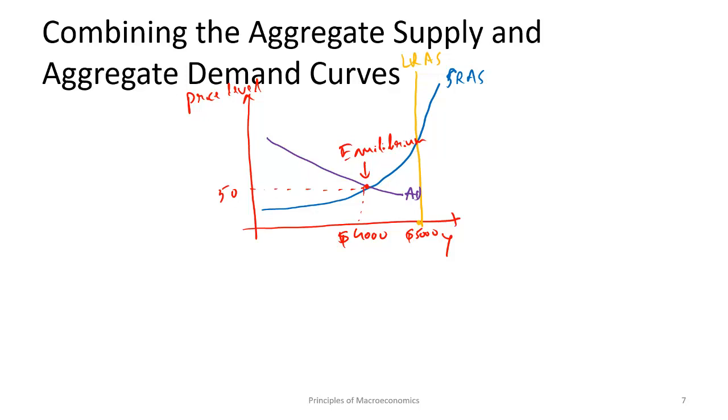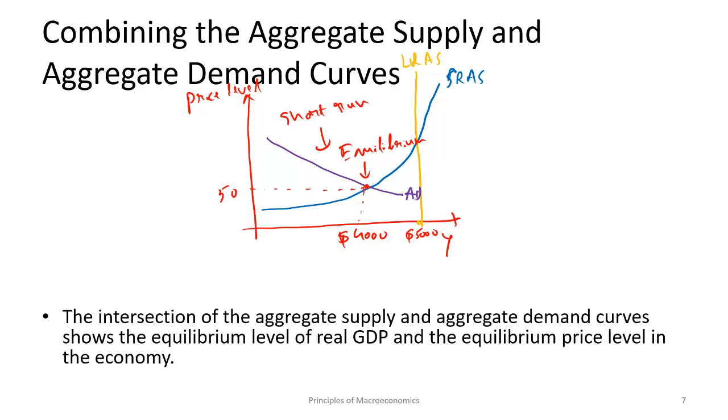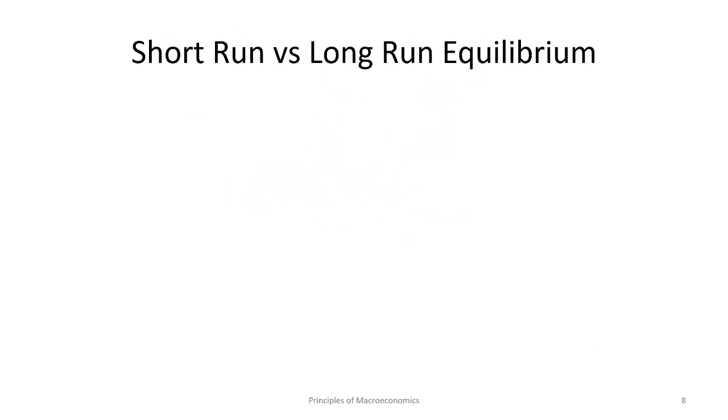So what it shows is that in this economy, wherever short-term aggregate supply and aggregate demand intersect, that's the short run equilibrium. So this equilibrium is also called short run equilibrium. So here's the bottom line. The intersection of aggregate supply and aggregate demand curve shows the equilibrium level of real GDP and equilibrium price level in the economy. Now what I'm going to help you understand is short run versus long run equilibrium. And what's the difference? So first let's do the long run equilibrium.